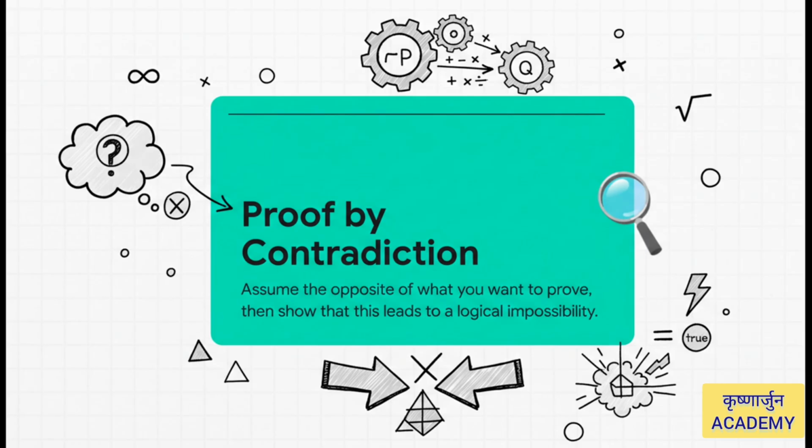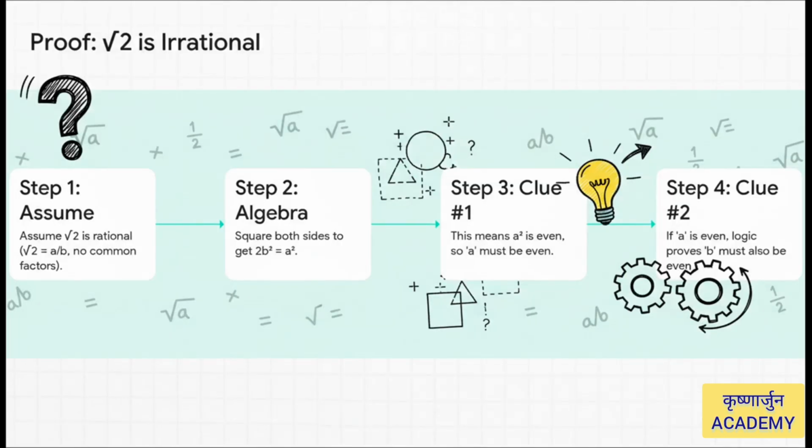To prove something is true, you actually start by assuming it's false. Then you just follow the logic, step by step, until you find something that makes no sense, a total contradiction. And if your starting point leads you to an impossible conclusion, well, your starting point must have been wrong. Let's walk through this together, nice and slow.